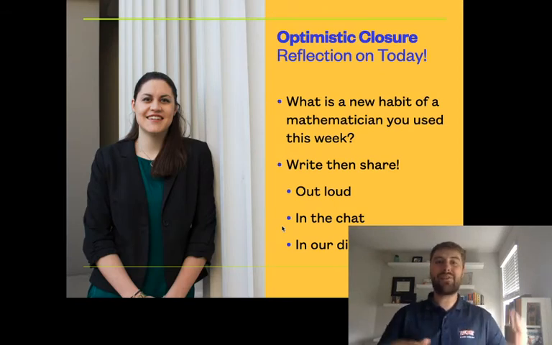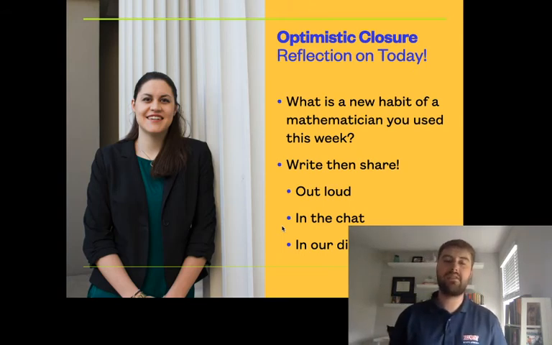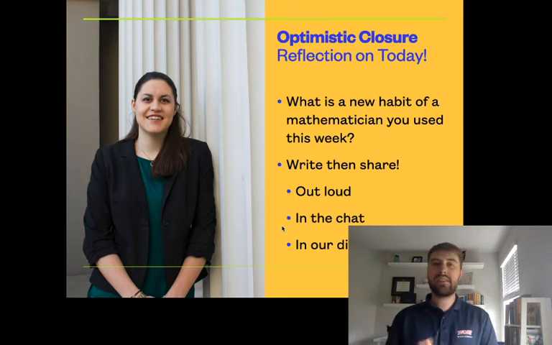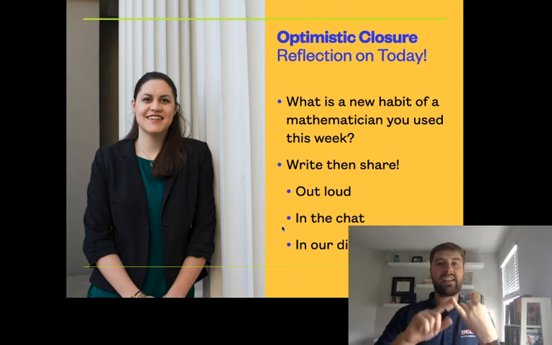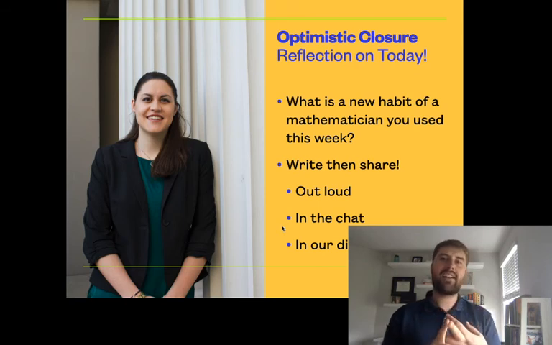So we'll wrap up today with some optimistic closure, reflection on today and reflection on this week. I want us to think about a new habit of a mathematician that you use this week. Some things I have noticed us doing as a class is taking more time to think, working on how we explain our thinking to others. I've seen so many people explain things in new and unique ways. And also making sure we're double checking our work. Love those things. But I want to hear how you are using new habits of mathematicians this week.